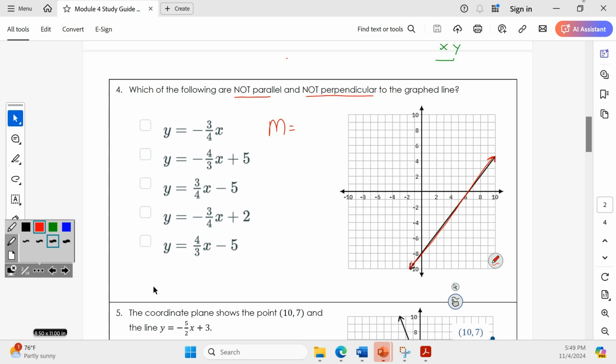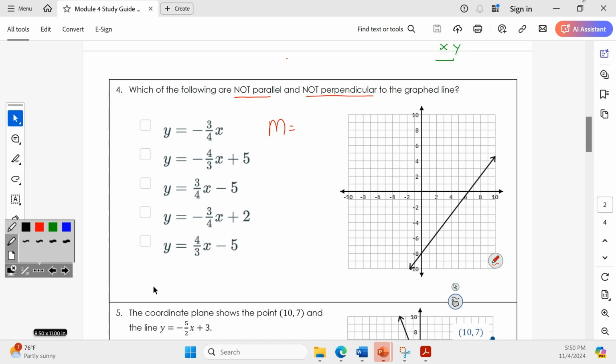Now there's some clues here because look at all of your equations. They have negative 3/4, negative 4/3, 3/4, negative 3/4. So our slope should have something to do with 3s and 4s. So if you're wondering how to figure out your slope, that's kind of the first place I would look.